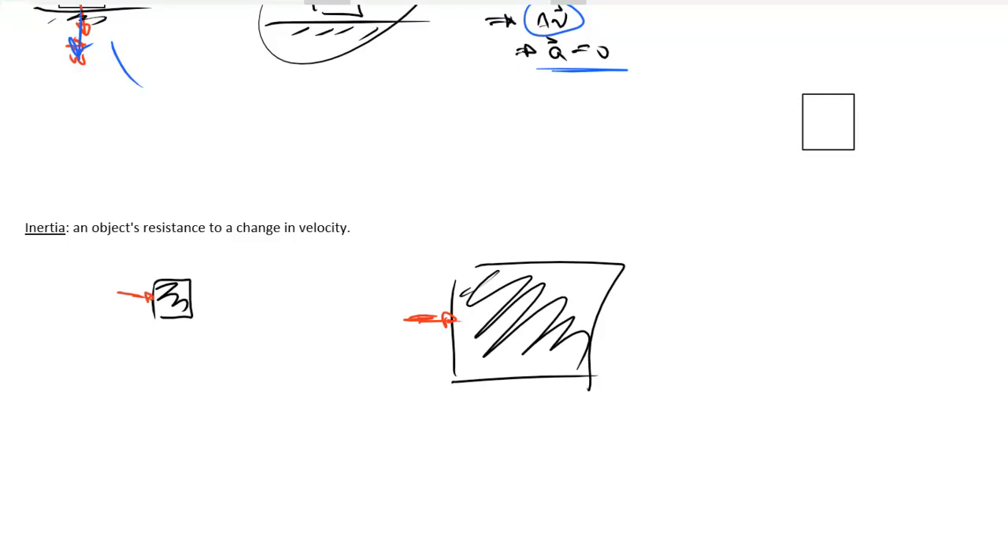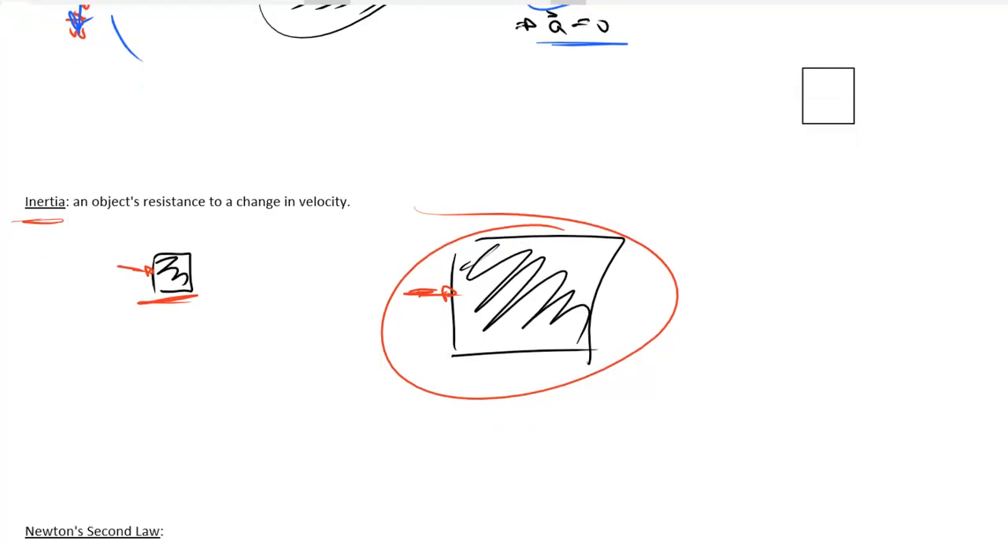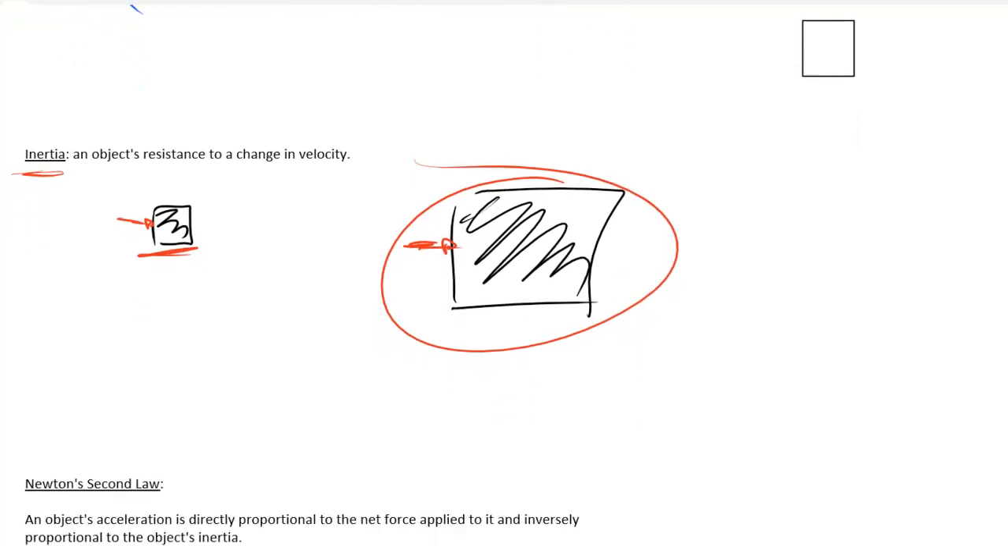So this resistance to a change in velocity is what we call inertia. The greater the resistance to a change in velocity, the greater the inertia. So we would say that the steel box has more inertia than this styrofoam cube. Okay, but this is a qualitative description of an object's willingness to change velocity.